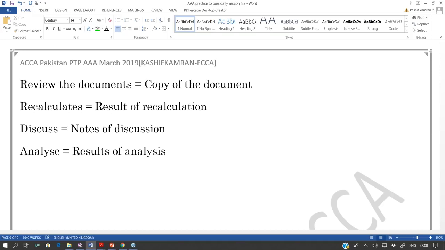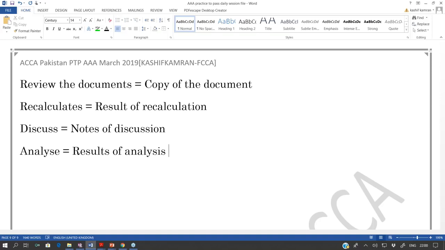See, I've converted the procedures to evidence, right? So review the documents. If I'm writing an evidence, I'll say copy of the document, whatever the document is. If I say recalculate and I'm writing an evidence, I'll say results of recalculation. If I say discuss, then I'll say notes of discussion. And if I say analyze as a procedure, then I'll say results of analysis.